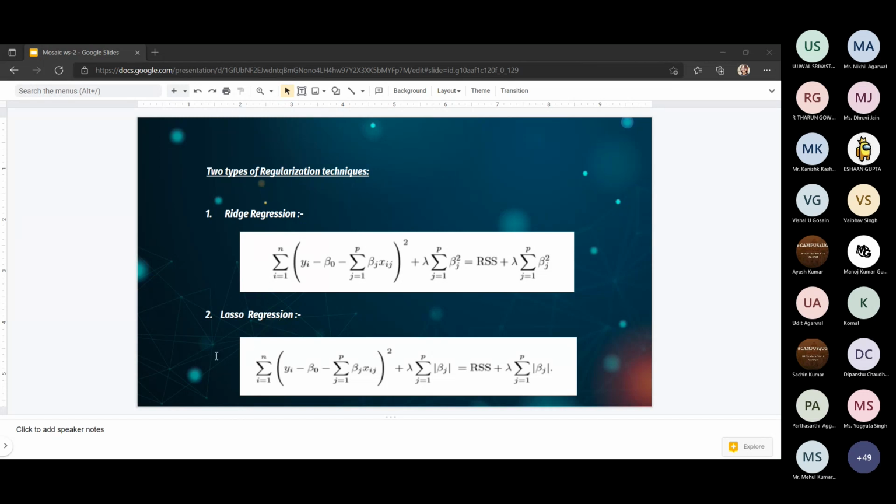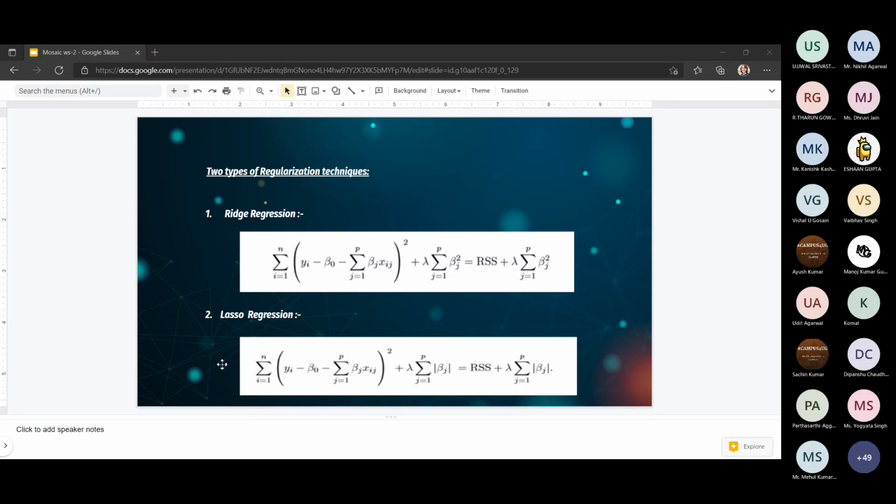So in this equation, the penalty term regularizes the coefficients of the model, and hence ridge regression reduces the magnitudes of coefficients, which helps to decrease the complexity of the model. Okay, and the second type is lasso regression.